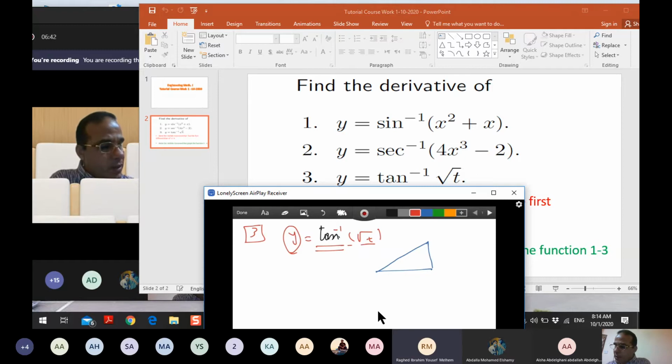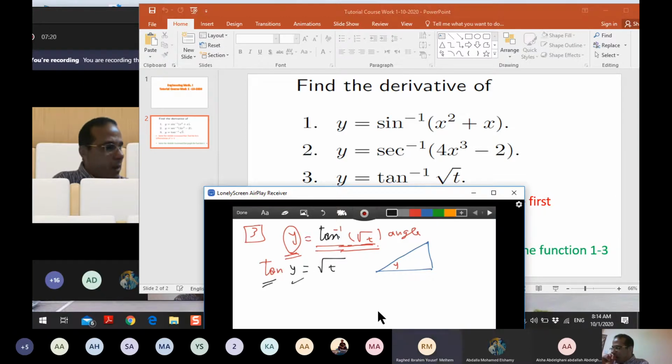So tan inverse, or the inverse trigonometric function, is an angle. All of tan inverse root t is an angle, and this is equal to y. So my angle is y. If you take tan for both sides, tan of y equals root t. So the tan of the angle y is root t.